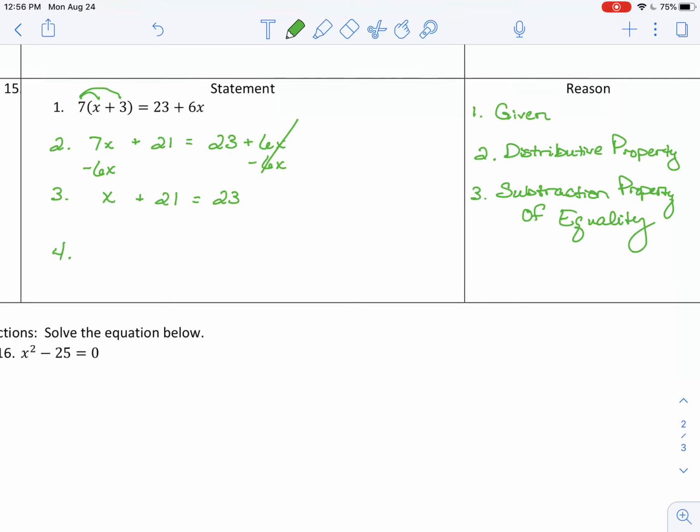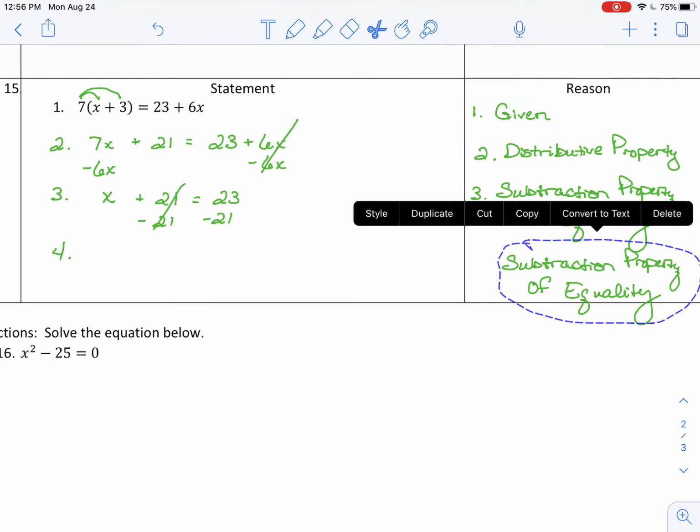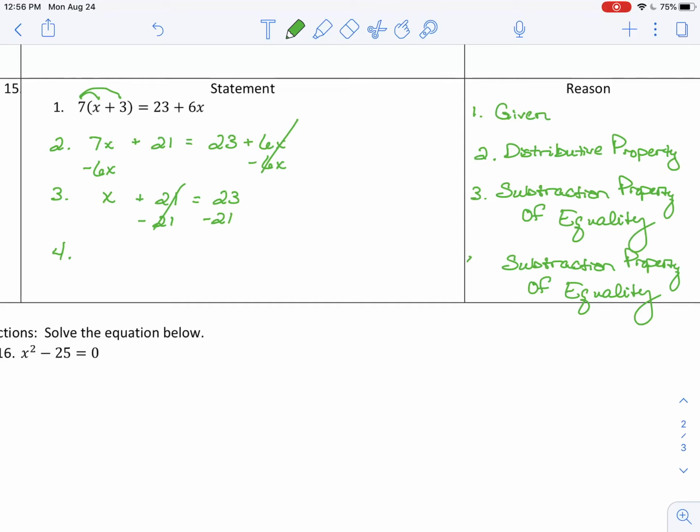So then I'm almost done. To get x by itself, I'm going to move this plus 21. The opposite of adding 21 to something is to subtract 21. And you'll notice I just subtracted to both sides of my equal sign. And I'm going to be lazy, and I don't have to write mine twice. So subtraction property of equality, again, we get our final answer of 2.